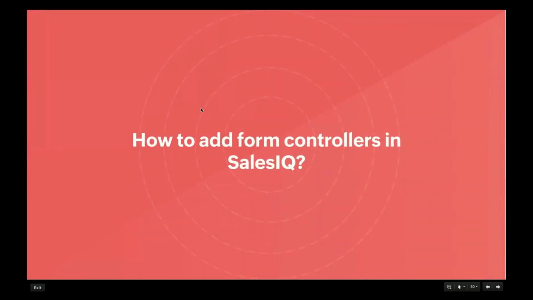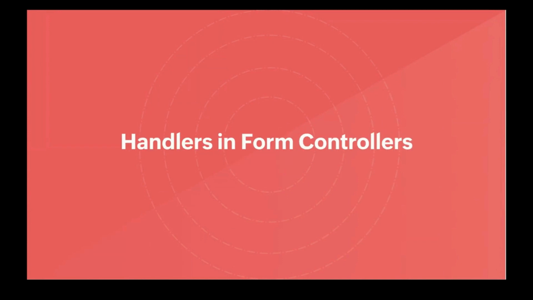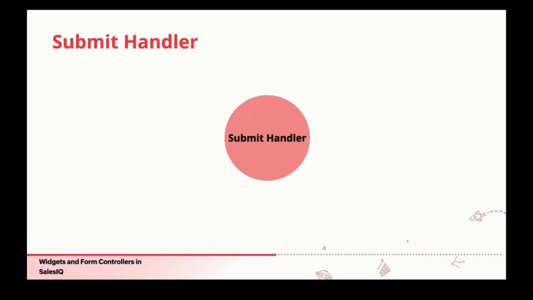So now that we looked at what these widgets are built upon, the different handlers, I'll tell you what each of these handlers are and what they're used for. So similar to the handlers in widgets, we also have handlers in form controllers, which is where all the customization for the form is done. So there are three handlers: submit handler, change handler, and dynamic field handler. Let's start with the first one, the submit handler.